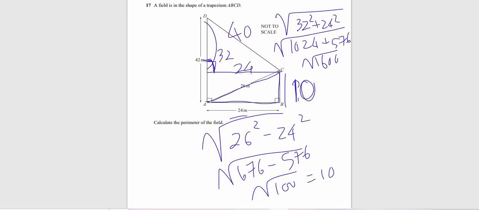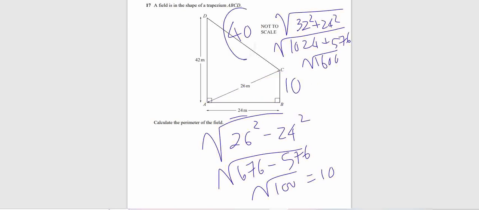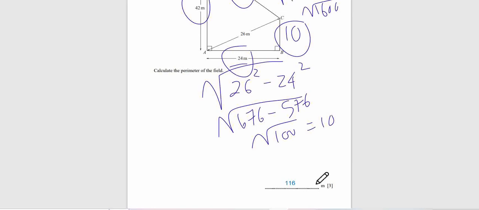40. Now we got all the sides that we want. 40. This is 10. So we add up 40 plus 42 plus 24 plus 10. So it's all equal to 116. That's our answer. Next.